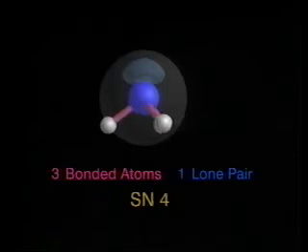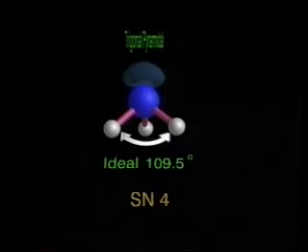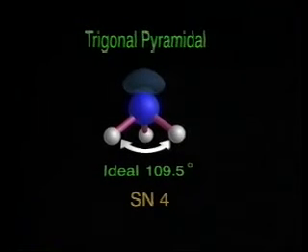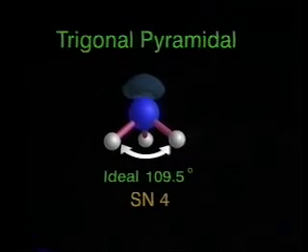The molecular formula for ammonia is NH3. There are 4 objects in ammonia that will repel each other: 3 bonded atoms and 1 lone pair. Repulsion between these 4 objects will produce tetrahedral angles of 109.5 degrees. This produces a shape called trigonal pyramidal.